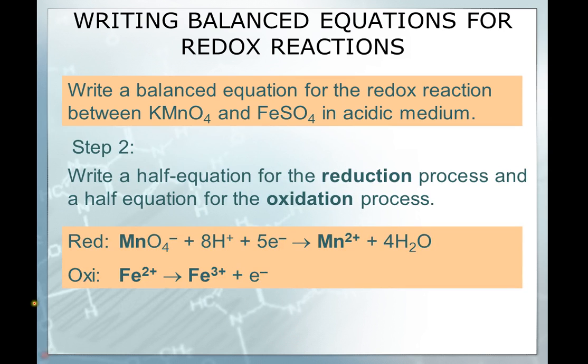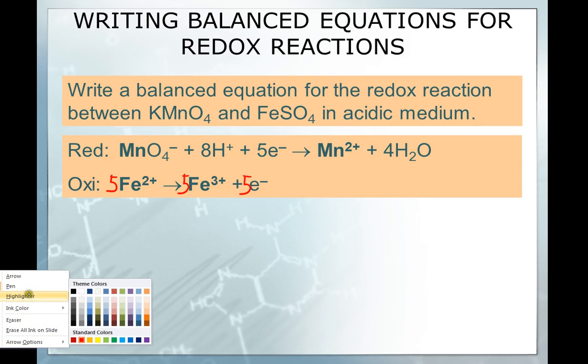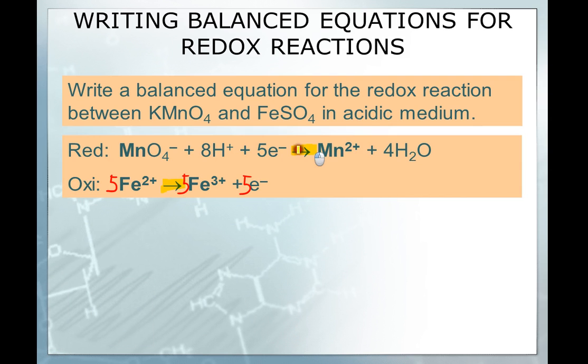Okay, let me just highlight the arrows here so you can see where the arrows are. Now notice that the reduction half gains 5 electrons. The oxidation, 5 moles, will lose 5 electrons. So all I need to do is to make sure that the number of electrons cancel out. So this cancels with this, and anything on the left side of the equation, these are my reactants, and anything on the right side of the equation, these are my products.